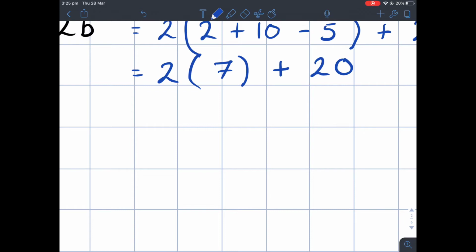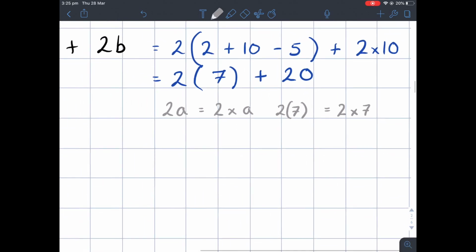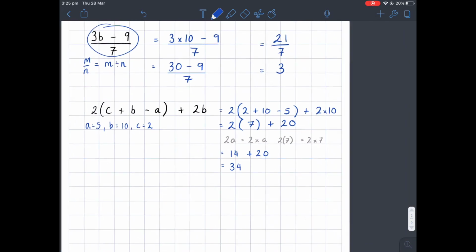Now just like in algebra, when we've got a number and a letter next to each other, that means the same as 2 times a. When we've got a number followed by a bracket like this, it's the same thing. How we would evaluate this is 2 times 7. So 2 brackets 7 is 2 times 7, which is 14, and then plus 20, 14 plus 20 is 34.